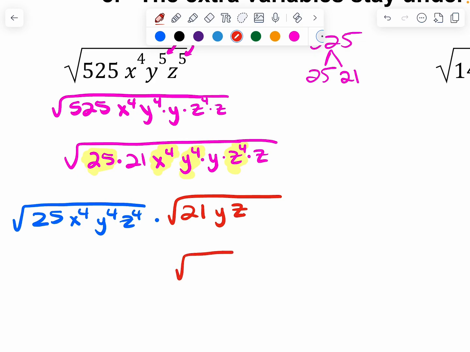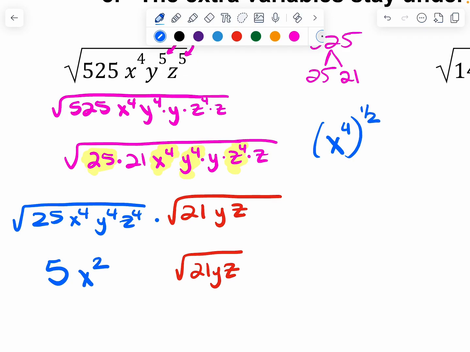Okay, this part doesn't change. On the other hand, this part, well, what's the square root of 25? 5. What's the square root of x to the 4th? Remember, x to the 4th raised to the 1/2. So half of 4 is 2, so x squared. Y squared. Z squared. All you're doing is taking half of that exponent.